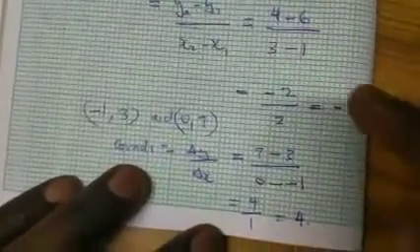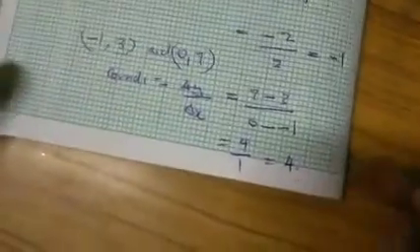So in this case our gradient is negative 1, in this case our gradient is 4. So the gradient does not necessarily have to be a whole number. The gradient can be a fraction.